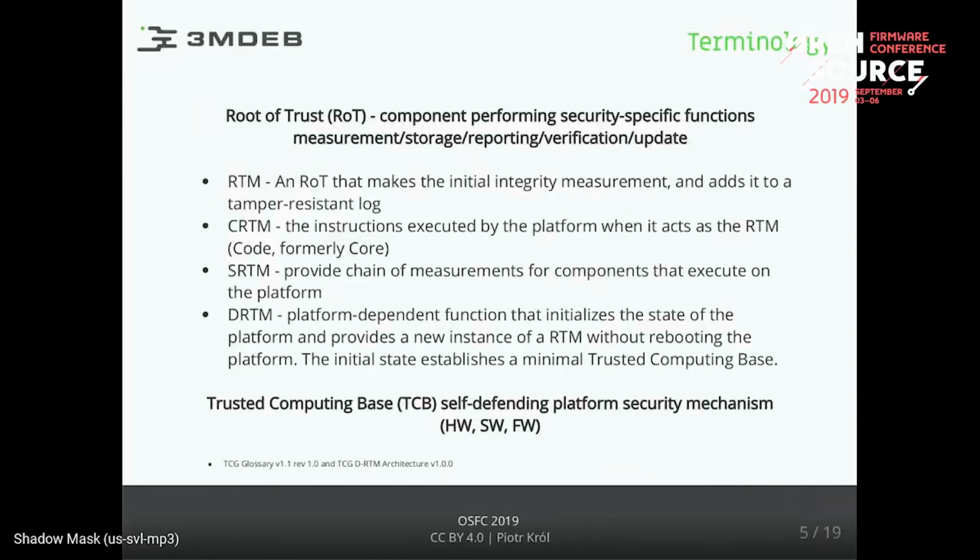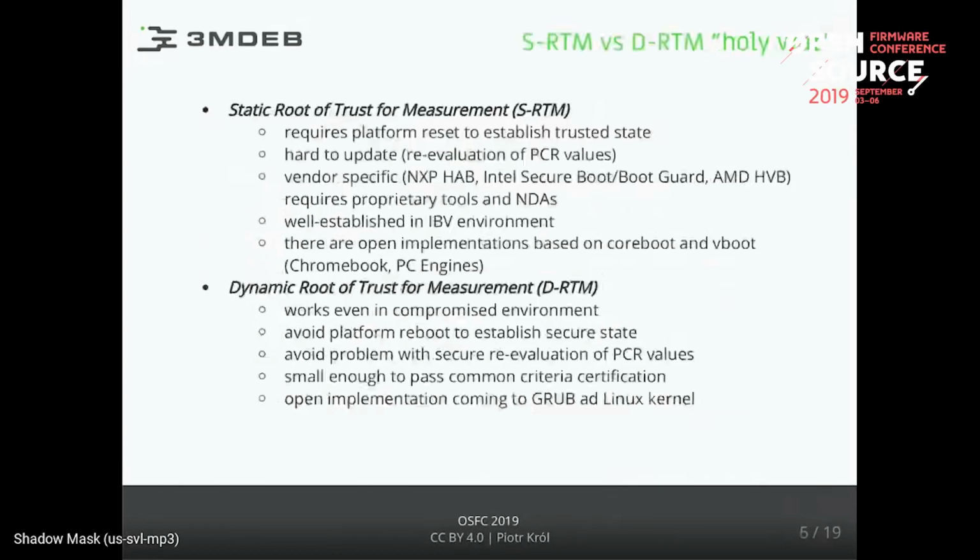Yeah, so it establishes a minimal trusted computing base, which is code that is self-defending. This is self-defending code, and I will show you how it happens. But what's the difference between static root of trust for measurement and dynamic root of trust for measurement? First of all, I mentioned that we need a reset for static root of trust.